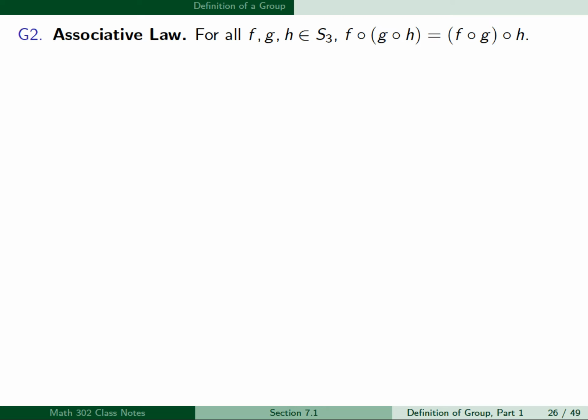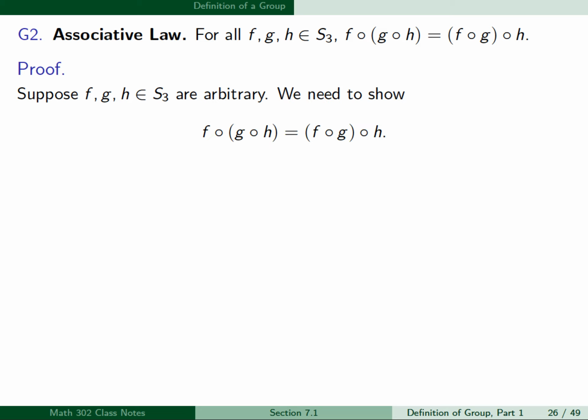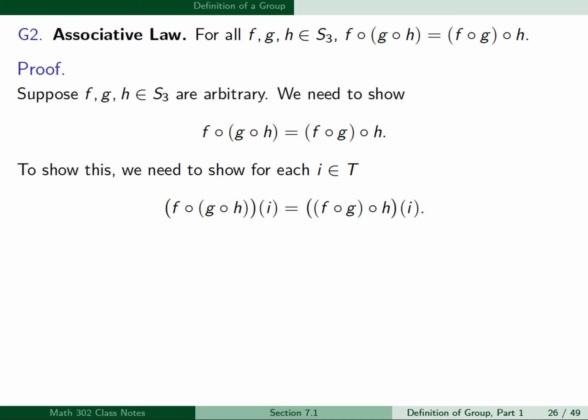Next, let's look at G2, the associative law. So let's suppose that F, G, and H are arbitrary permutations in S3, and we need to show F composed with the quantity G composed with H is equal to the quantity F composed with G composed with H. Now to show this, we need to show that for each element I in our domain, when we apply the function on the left to I, we obtain the same result as when we apply the function on the right to I.